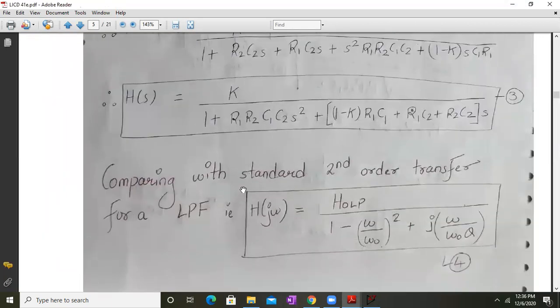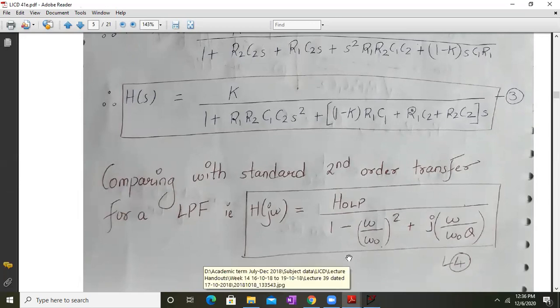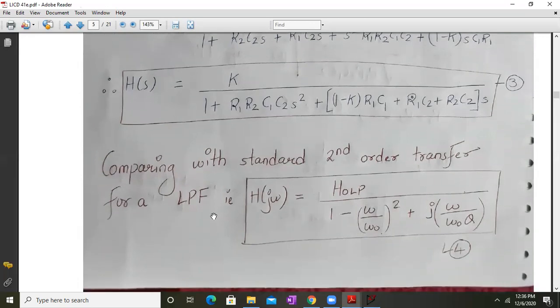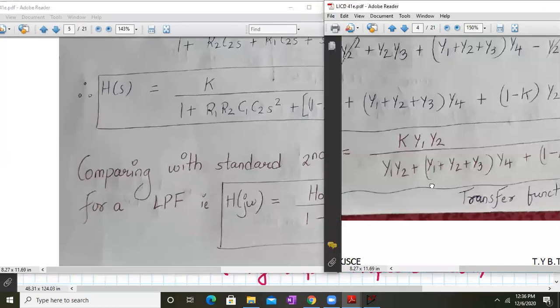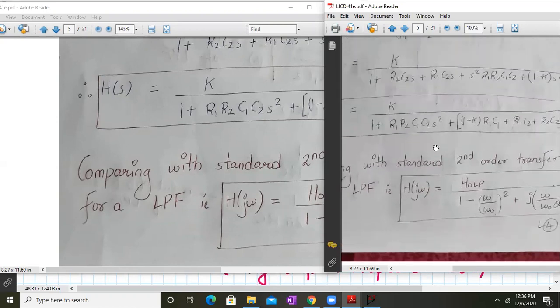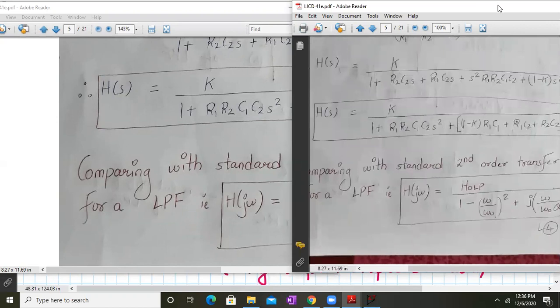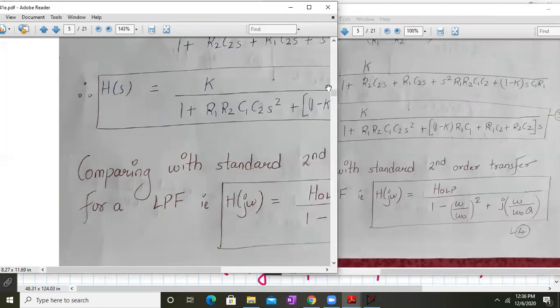So what we'll do is compare equation number 3 and equation number 4 and find out the generalized expression for f naught. You can find the value of f naught and Q from here, comparing with the standard second order transfer function for all the low pass filters. So when we compare equation number 3 and 4, what do we get? Let me just go back to equation number 4. I need to expand it a little bit so that it is visible. Yeah, now it is fine.